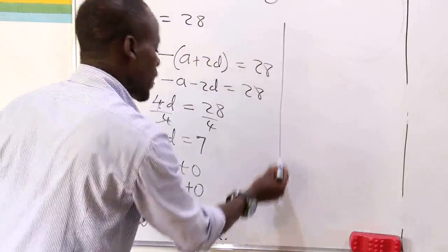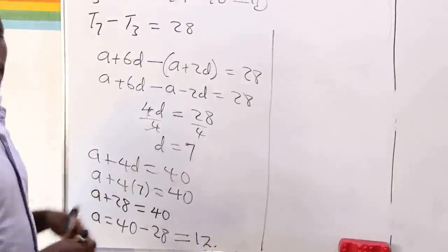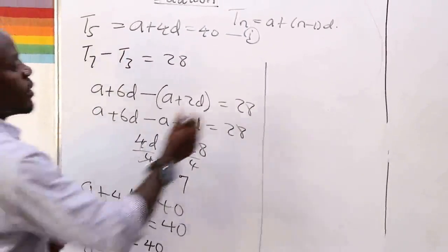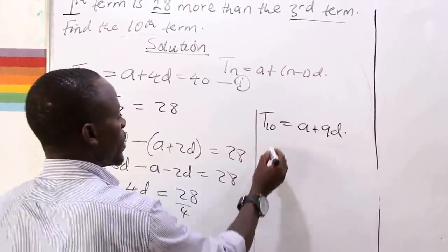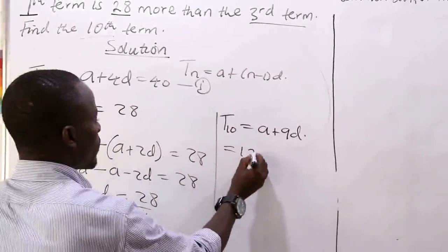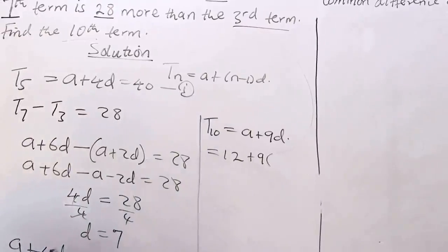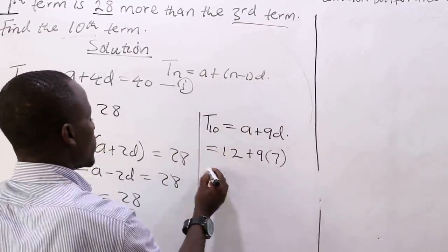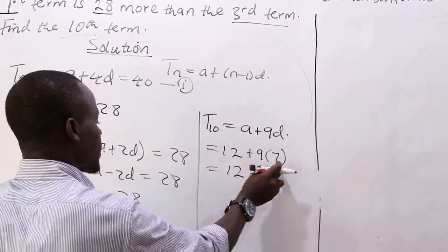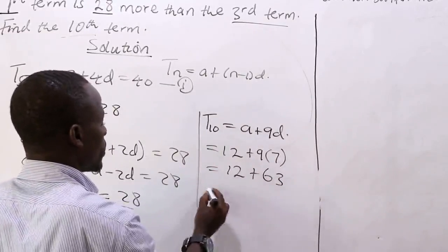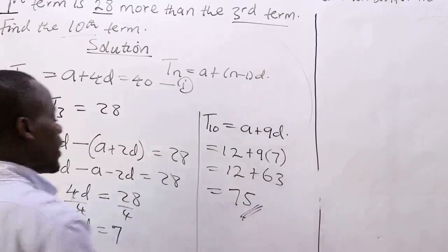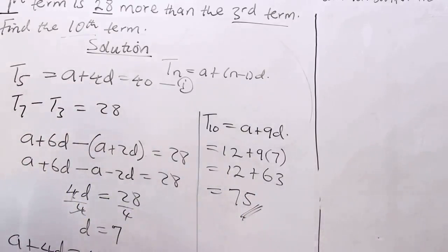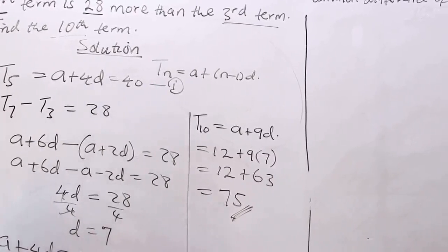Then you now go back to the actual question. The question was, you should find the 10th term. So the 10th term, that is T10, is A plus 9D. And we got A to be 12. So I have 12 plus 9 times D, 7 times 7. So 9 times 7 will give us 63. So we have 12 plus 63, we have 75. And that is our 10th term. Okay? So that is that for this very question. And I hope you are learning something here.